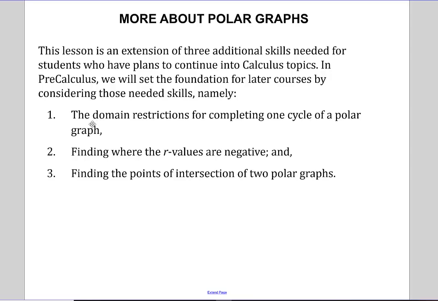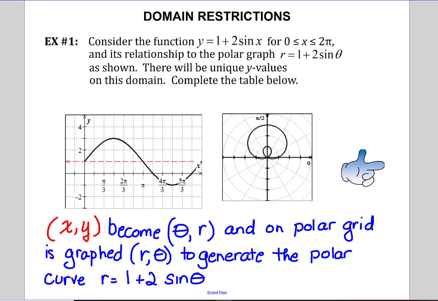Namely, they are the domain restrictions for completing one cycle of a polar graph, finding where the r values are negative, and then finding the points of intersection of 2 polar graphs. So that's going to be our focus today. Now, to save time, I've pre-filled some of our tables.